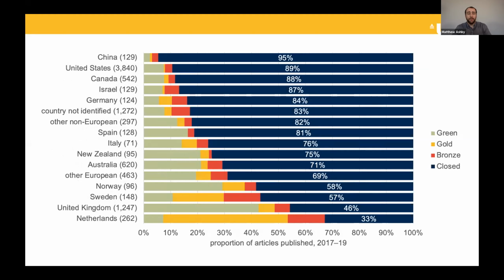That's a big problem because most criminological papers come from authors in the US. And so the global average was about 3/4 were closed. In the US, it's just under 90%.